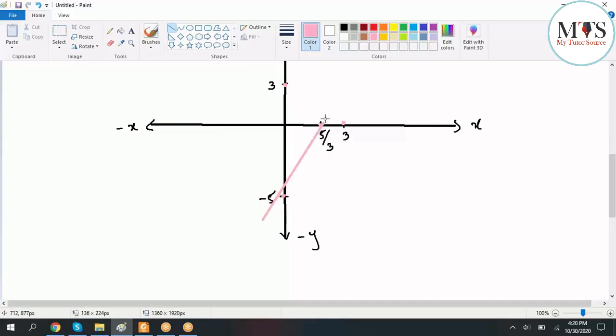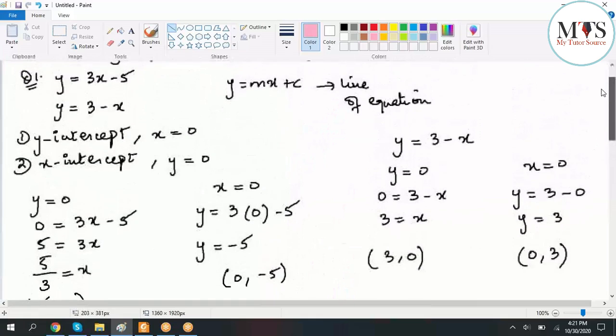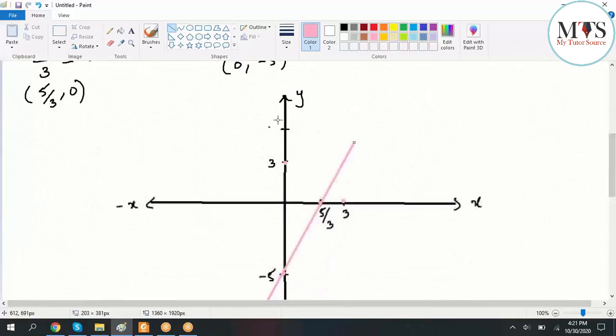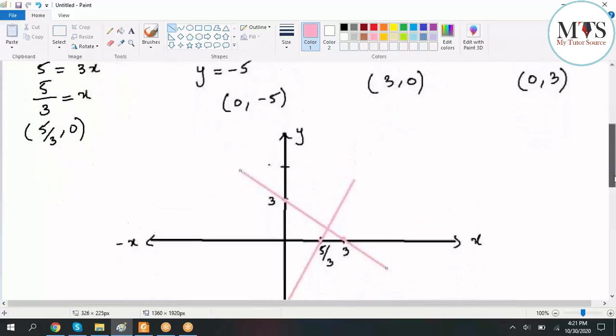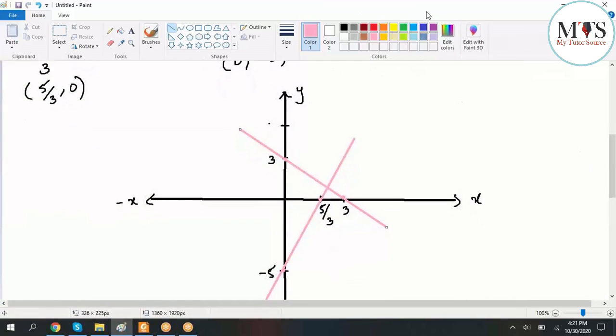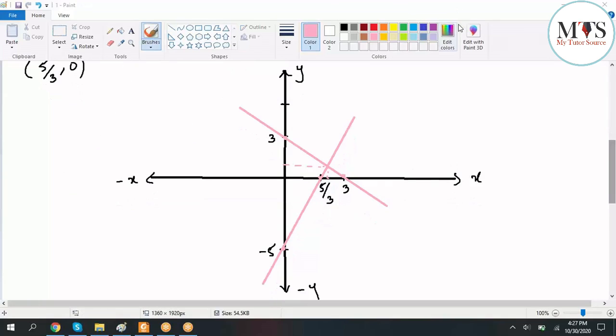One graph is the line of equation y equals 3x minus 5, this one, and then y equals 3 minus x is this one. So that's our graph for these two simultaneous equations.